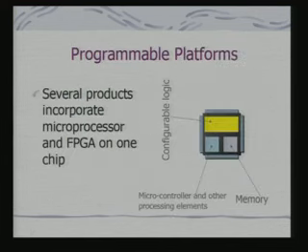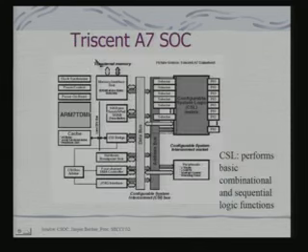So the typical structure is that I have configurable logic, a microcontroller, as well as memory, and this logic you can use for programming the hardware. A simple example is this Triscend A7 SoC, which uses the ARM7 that we had already studied, and this is your configuration system logic block.